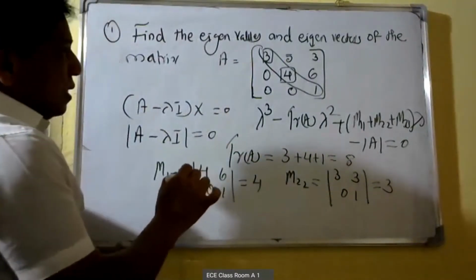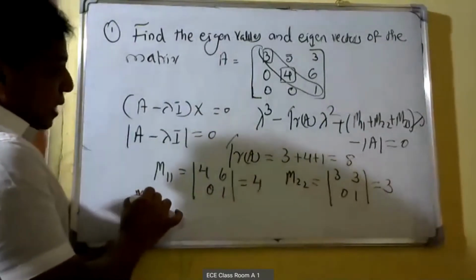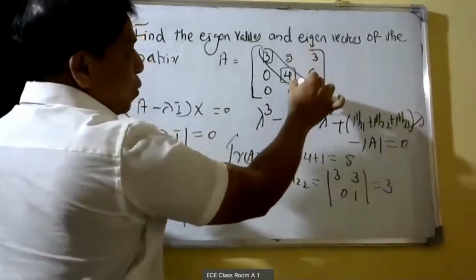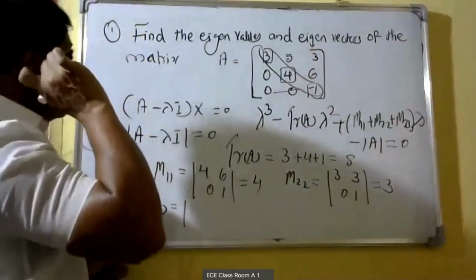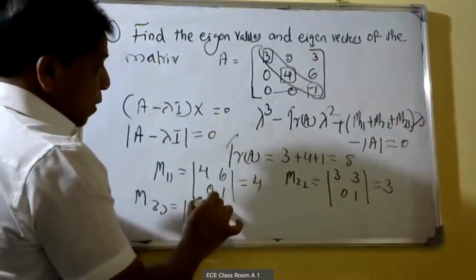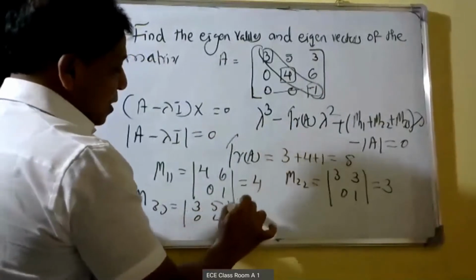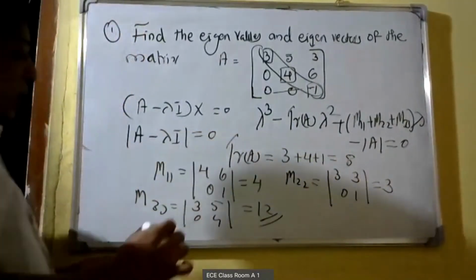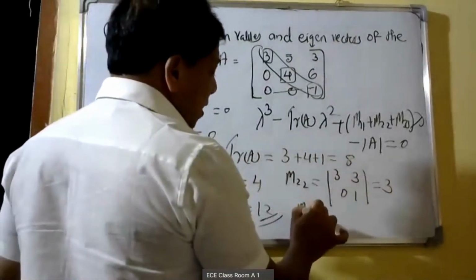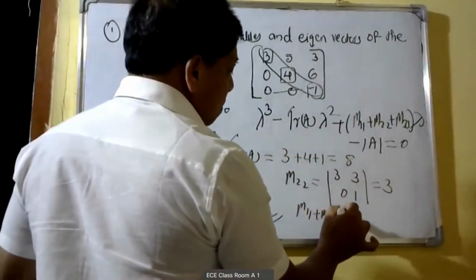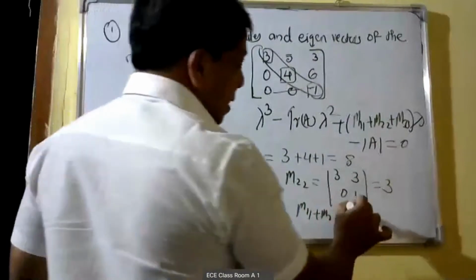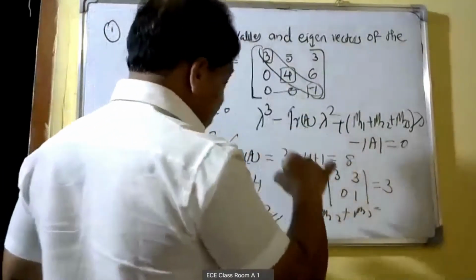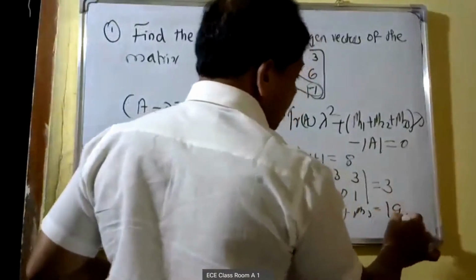Then next, M33 for this element, avoid this column and this row. Then we get 3, 5, 0, 4. That is 12. Then adding these three, M11 plus M22 plus M33, that is equal to 4 plus 3, 7, plus 12, that is equal to 19.